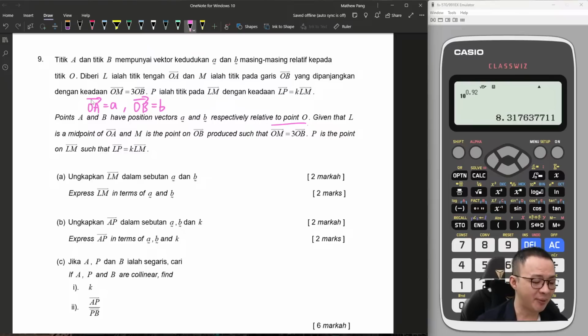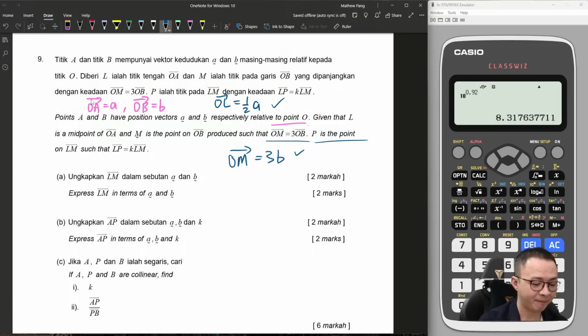Given that L is the midpoint of OA, so you just imagine O to A is 1A. Right now we have L at the middle. So O to L is obviously half A, isn't it? Because L is a midpoint, so it's half of it, so it makes sense. Then M is the point on OB to give you this thing. So I got OM also. OM should be 3OB, right? OB is B. So we got OL, we got OM now.